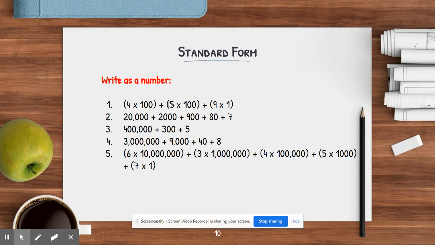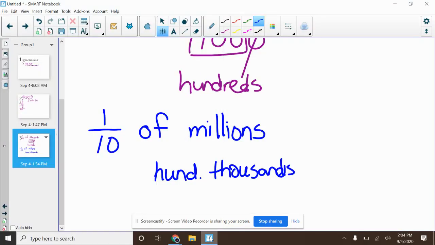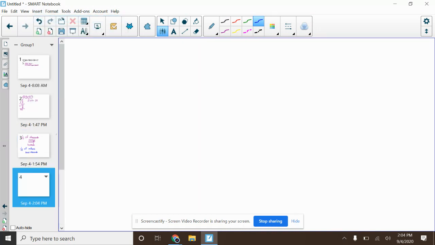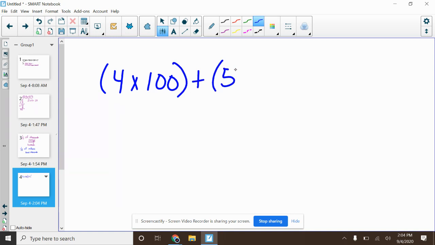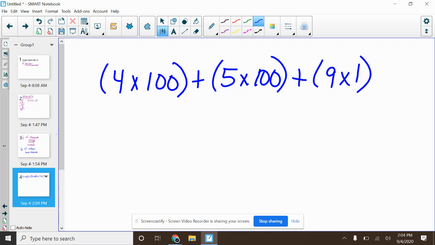So let's look at the first one. Okay, here we go. For the first one, it said, if I can remember, parenthesis 4 times 100, plus parenthesis 5 times 100 parenthesis, plus 9 times 1. Okay, so those are our boxes. We have to open up and see what's inside each box.